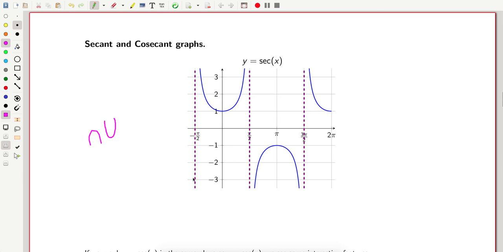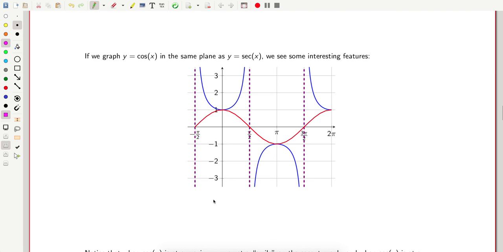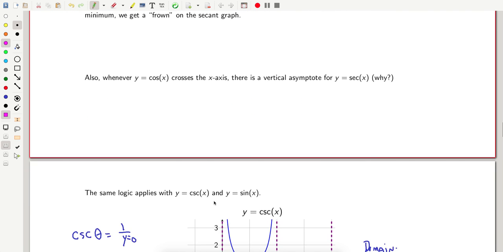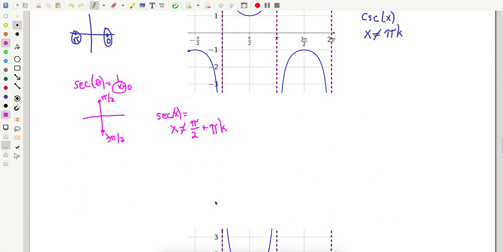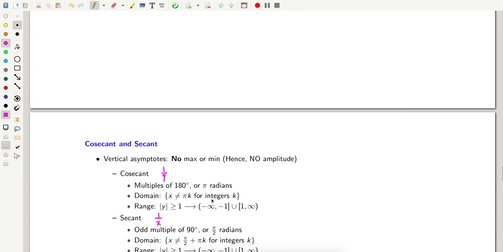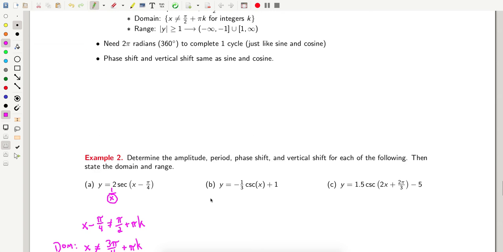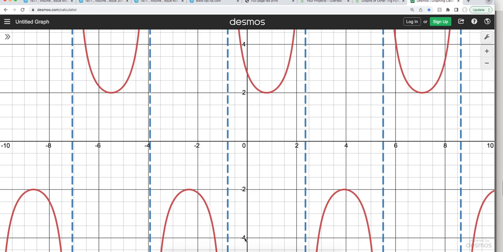So if we take a look at the graph of 2 times the secant of x minus pi over 4, if we take a look at the graph of example 2a, here's what the graph looks like. So notice again, we have our y values that are -2 or lower, and we have our y values also that are +2 and higher, but there's no values on the graph between -2 and +2.